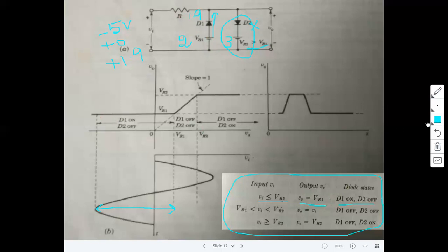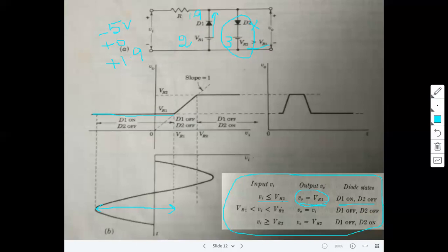So for this entire range, that is minus 5 up to 1.9 volts, the output voltage is equal to VR1 only, a constant reference voltage only. Okay, that is the first case.